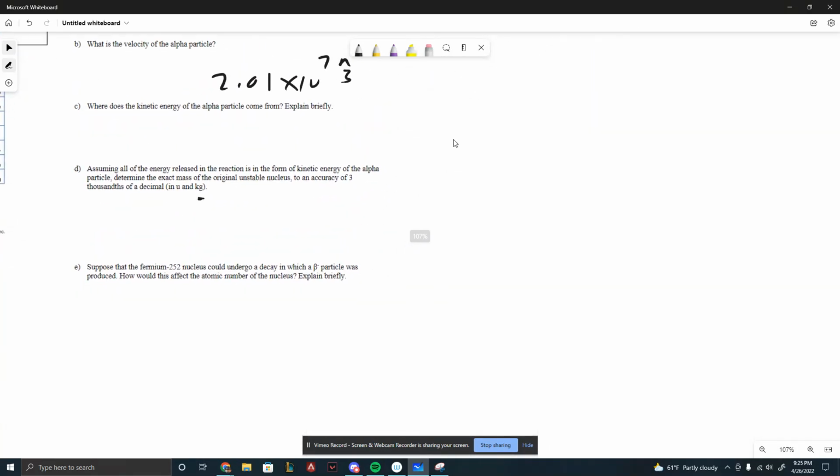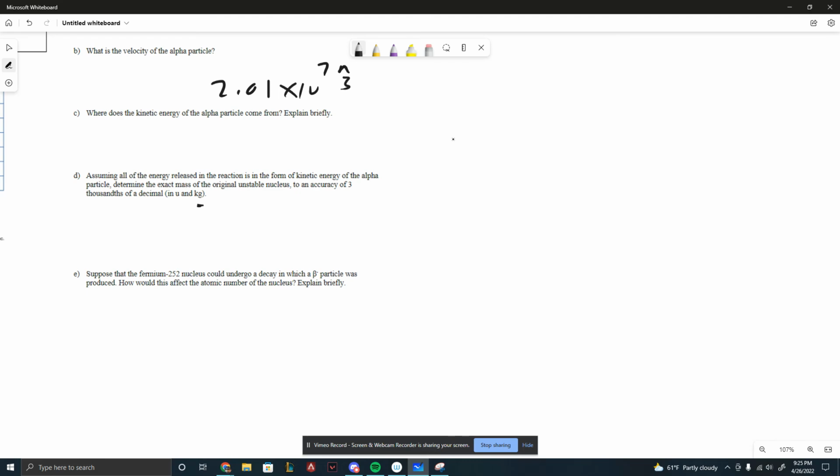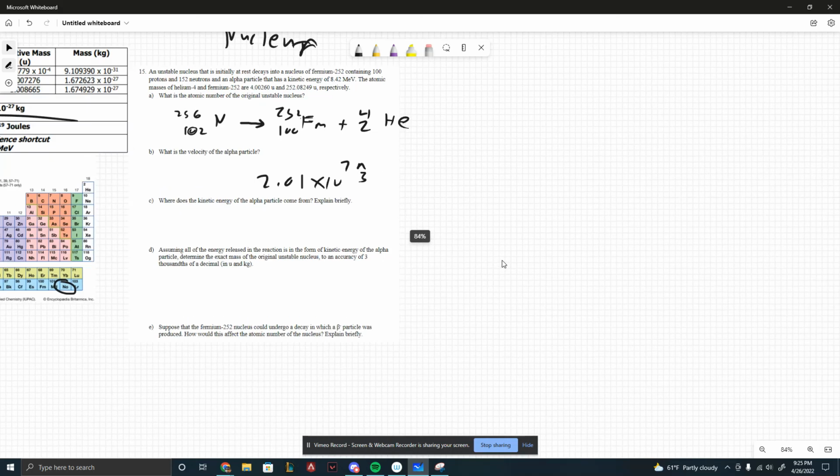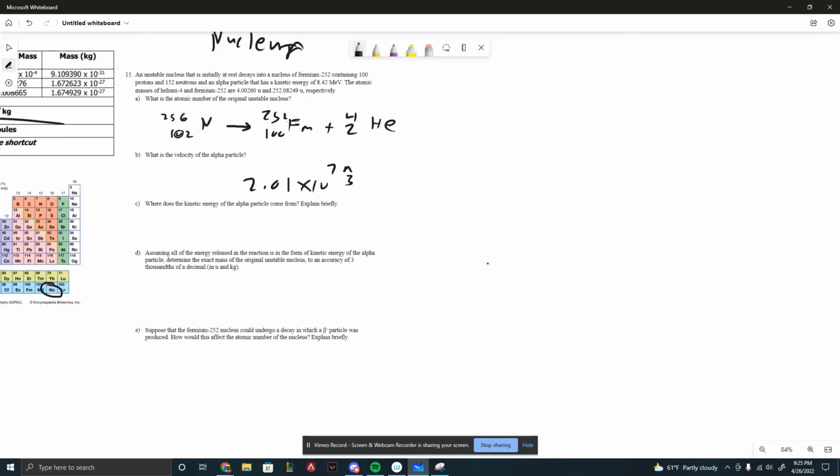Okay, so let's do it. The first thing we need to do is figure out our masses. Since I'm doing it in kilograms right now, I'm going to turn everything into kilograms. So we need to figure out what our products are. Our products are fermium 252, which has a mass of 252.08249, converting that to 1.67 times 10 to the negative 27. Then I'll add the alpha particle on this side, which has a mass of 4.0026 times 1.67 times 10 to the negative 27th.